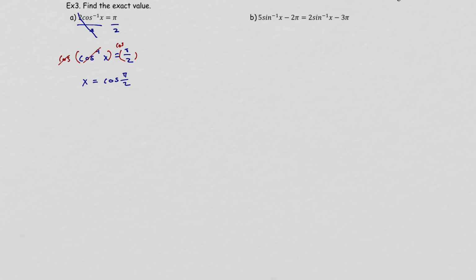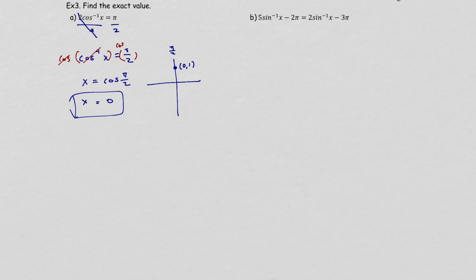So what's cosine pi over 2? Pi over 2 is 90 degrees. This is pi over 2. And that point right here is (0, 1). Since cosine is the x value, that's going to be 0. Another way of looking at this problem is finding the value of that angle, right? Before you multiply by cosine to get rid of cosine inverse. So just a different way of thinking, but still the solution will be the same.